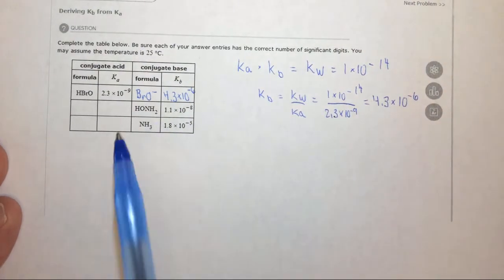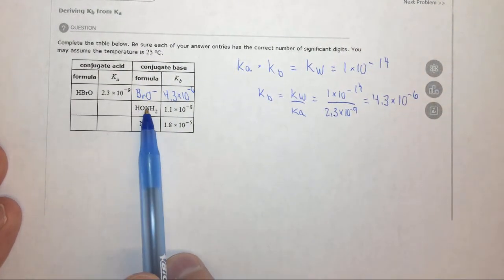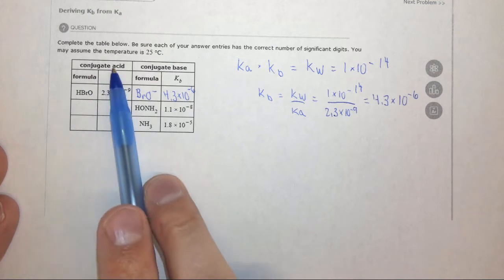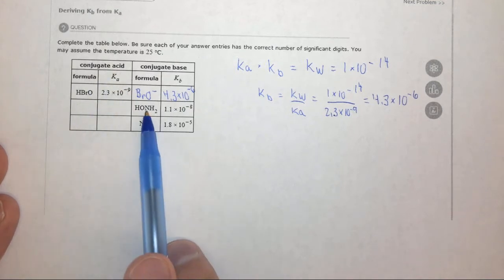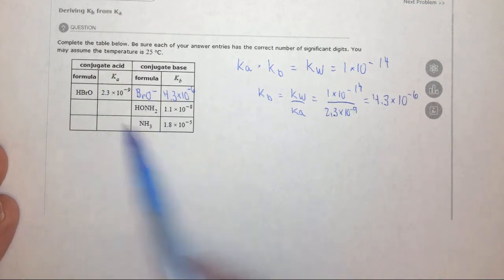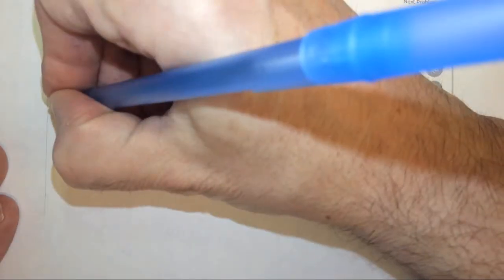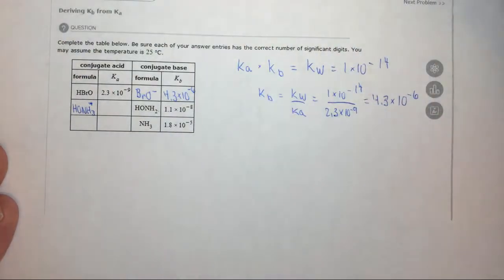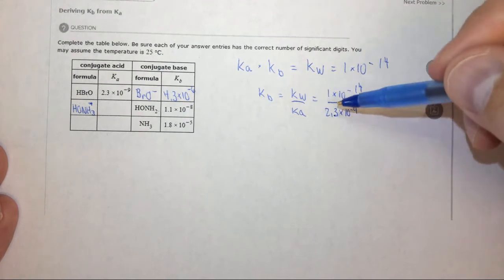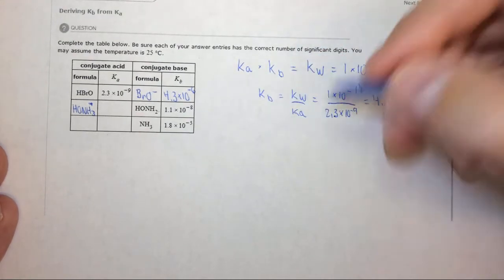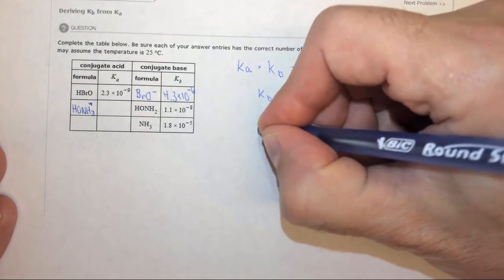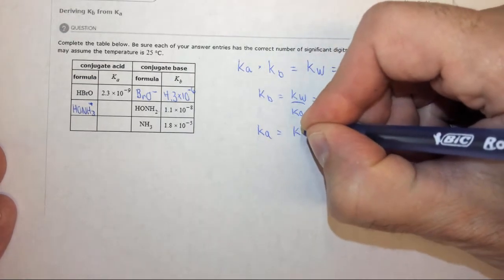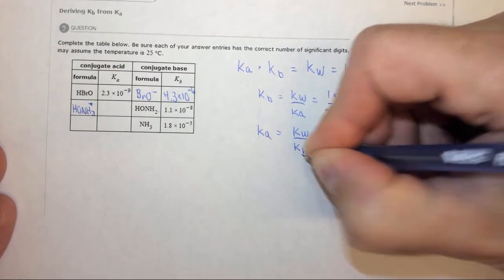This case is the opposite. We're given the base, and we want to find the conjugate acid. So if this acts as a base, it gains a proton. When it gains a proton, you get HONH3, so it goes from 2 to 3, and it also gains a plus charge. The formula to find it is the same as this, except you put Kb on the bottom. So the Ka equals Kw divided by Kb.